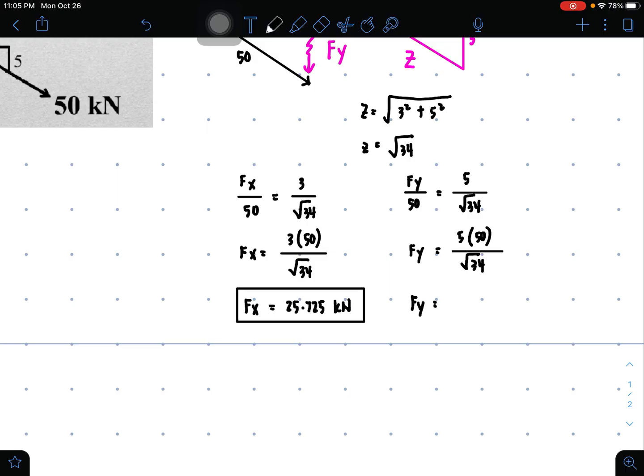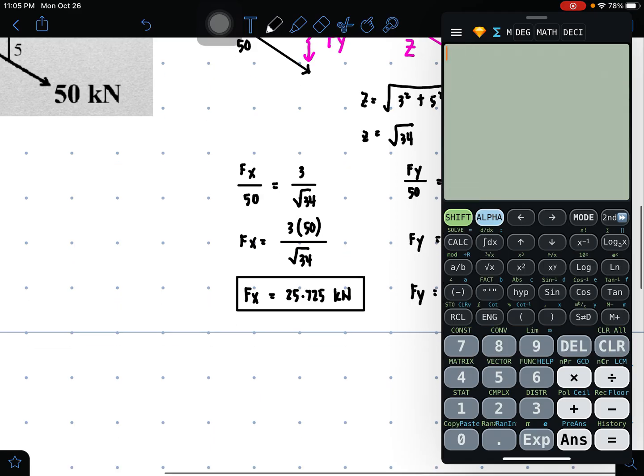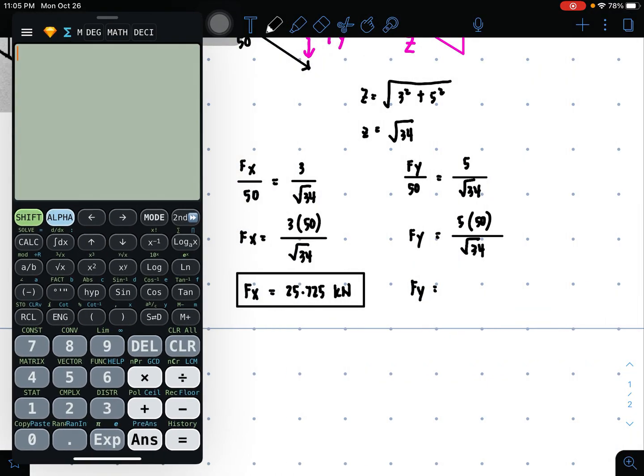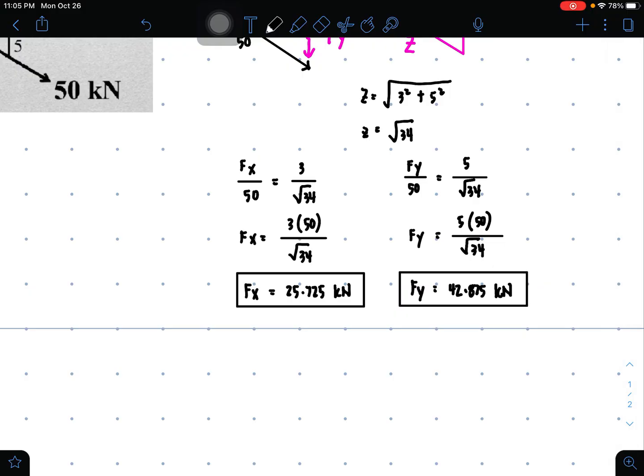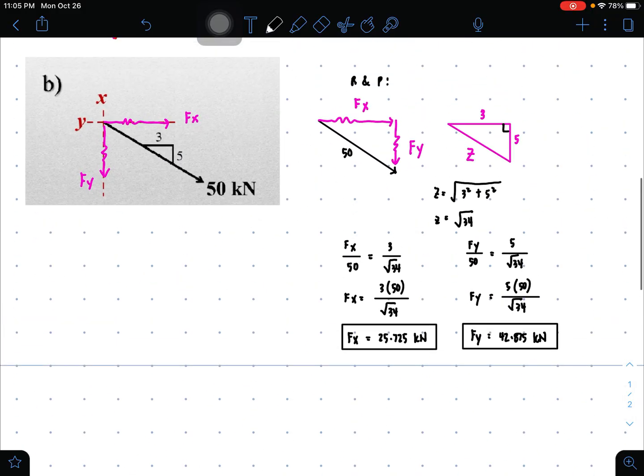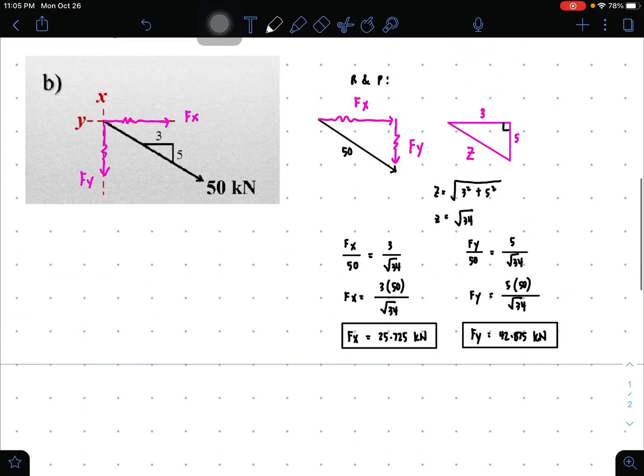So fy, in our calculator, you have 5 times 50 over square root of 34. That's 42.875 kilonewtons. So that's one way of solving that problem. Let's have the second way, or the other way.